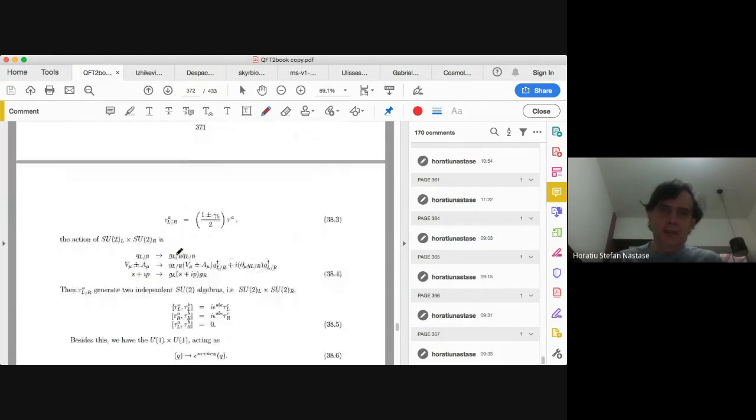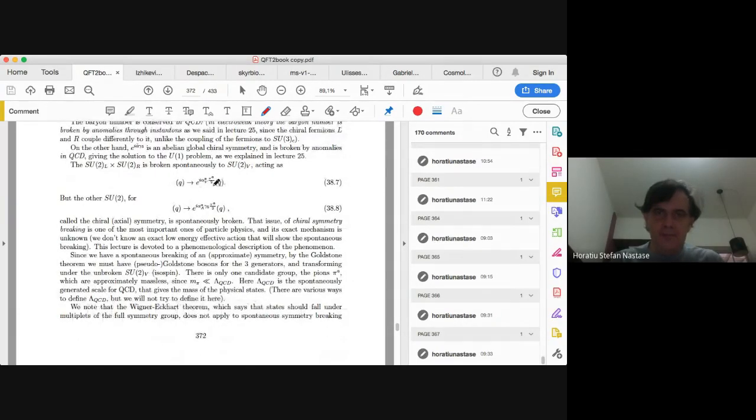So this symmetry without the chiral generator is known as isospin symmetry. And so the spontaneously broken vacua still transform under it. So there is only one candidate group of three approximately massless particles that correspond to these pseudo-Goldstone bosons, and those are the pions, pi A.